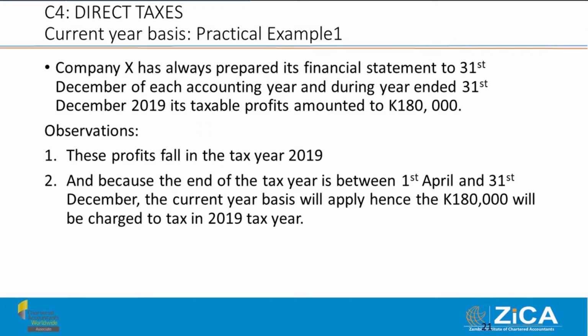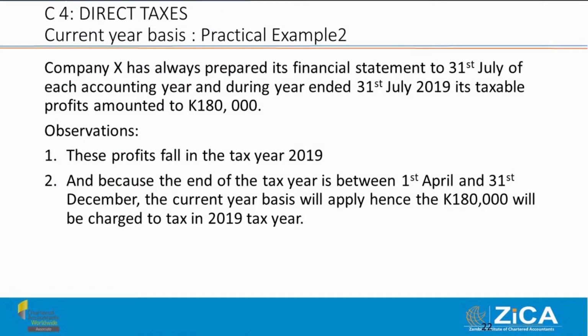If we look at current year basis, practical example 1 here, I have a case of Company X, which has always prepared its financial statements to 31st December of each accounting year. And during the year ended 31st December 2019, its taxable profits amounted to 180,000. Now, our observations here are that these profits fall in the tax year 2019. And because the end of the tax year is between 1st April and 31st December, the current year basis will apply, meaning that the 180,000 kwacha will be charged to tax in the 2019 tax year.